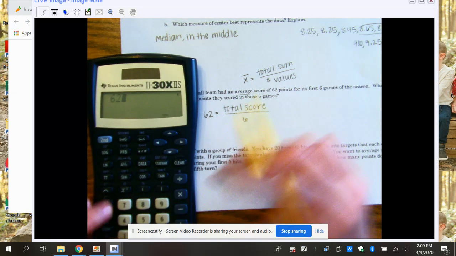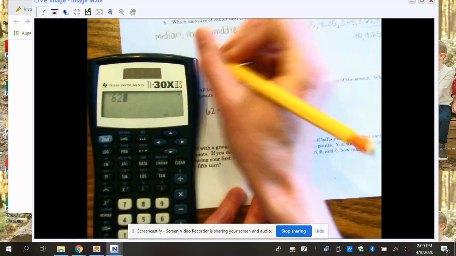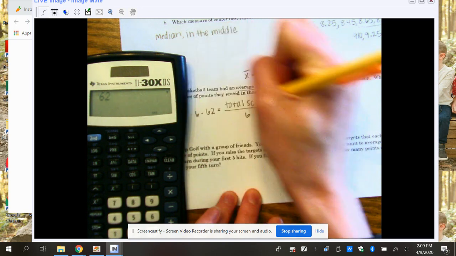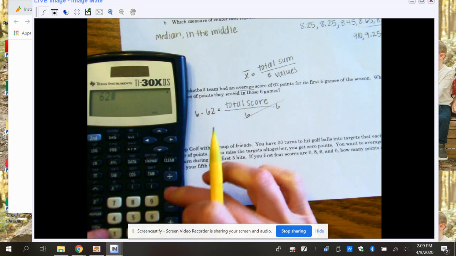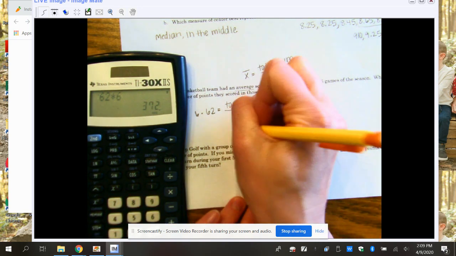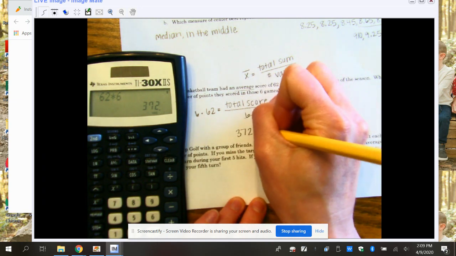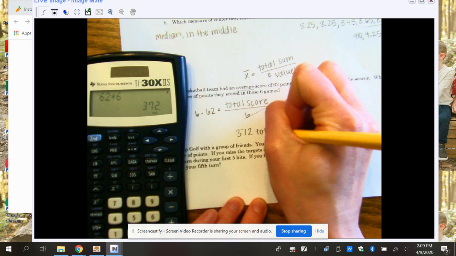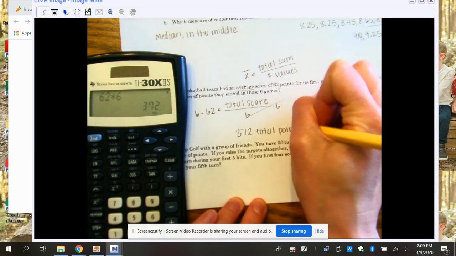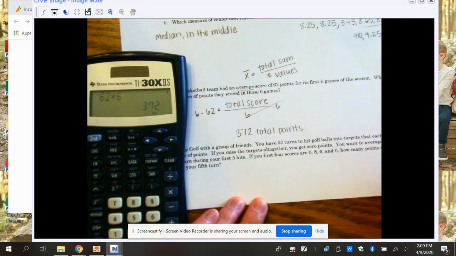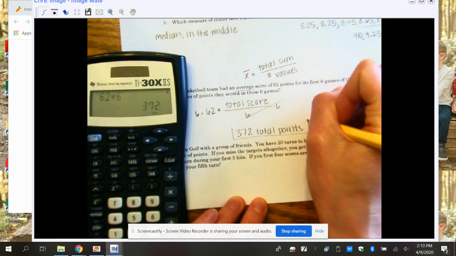So when I go to solve this, if I just multiply both sides by 6, to undo that, 62 times 6 is going to be 372. So we don't need to know how many points were scored in each individual game. We don't have enough information to figure that out, but we do know that they scored a total of 372.